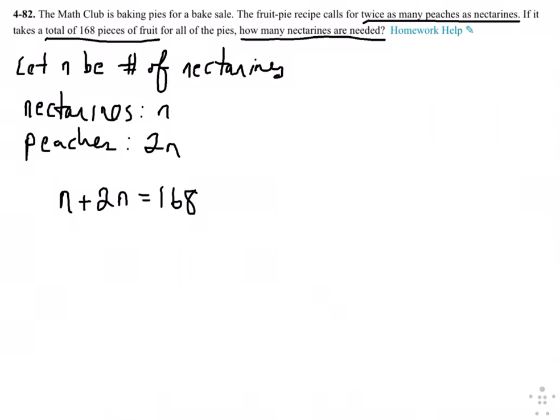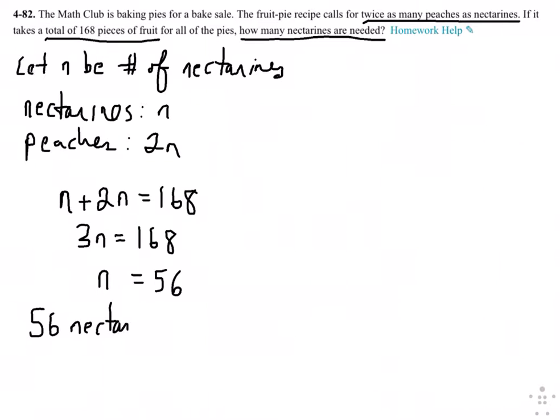And 3n equals 168, so n comes out to be 56, so 56 nectarines.